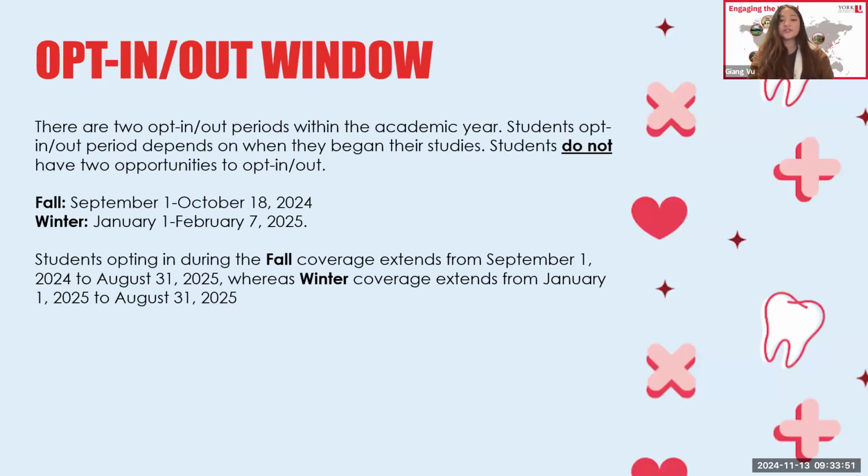Students that opt in during the fall term have full coverage for 12 months, from September 1st, 2024 to August 31st, 2025. And for students that opt in during the winter term, they have 8-month coverage, starting January 1st, 2025 to August 31st, 2025.